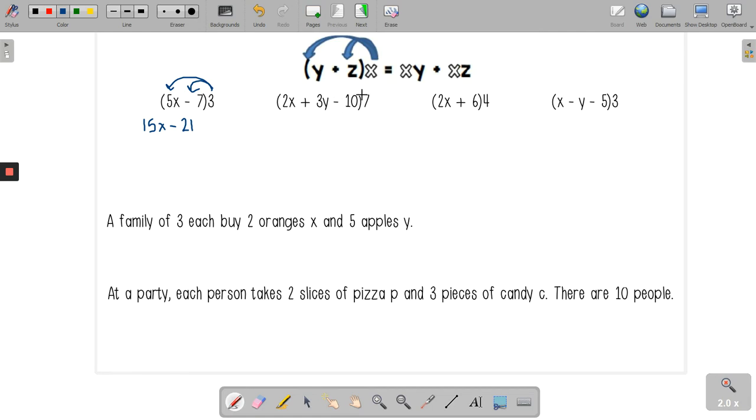Same thing for this problem. We're taking the 7 into everything on the inside. So 7 times 2x is 14x. Then 7 times 3y is positive 21y. And then 7 times negative 10 is negative 70.